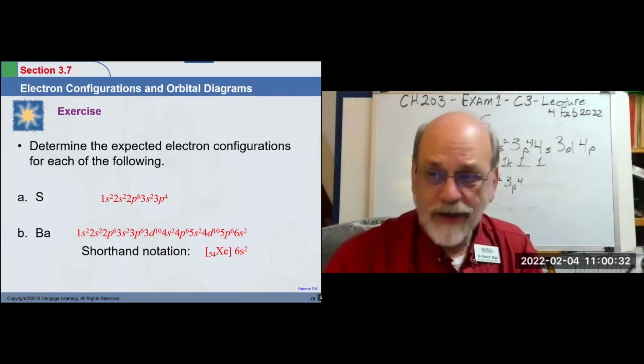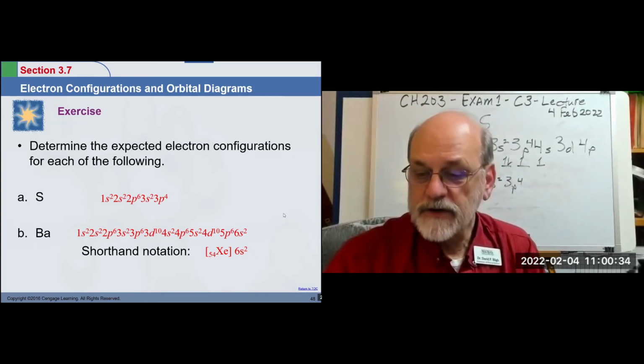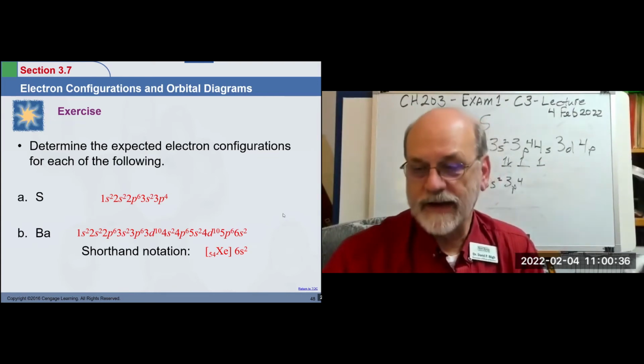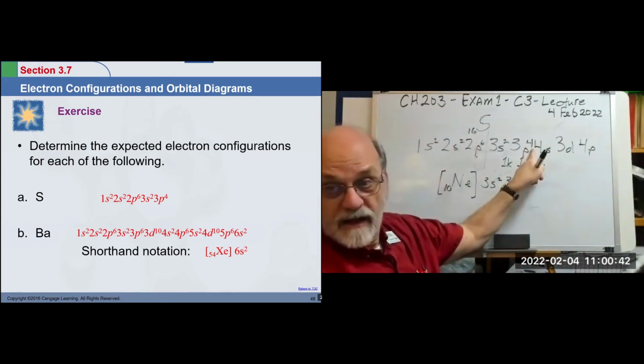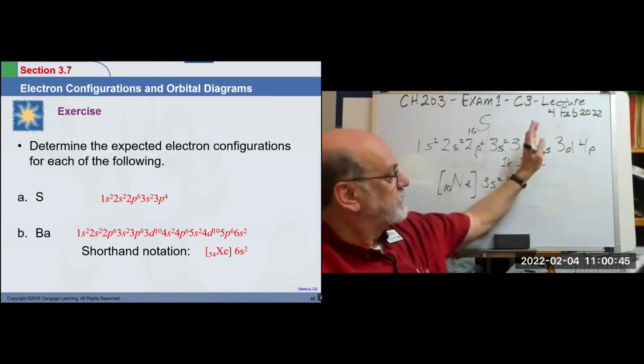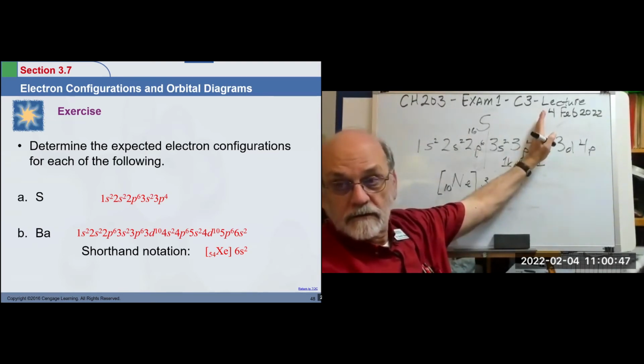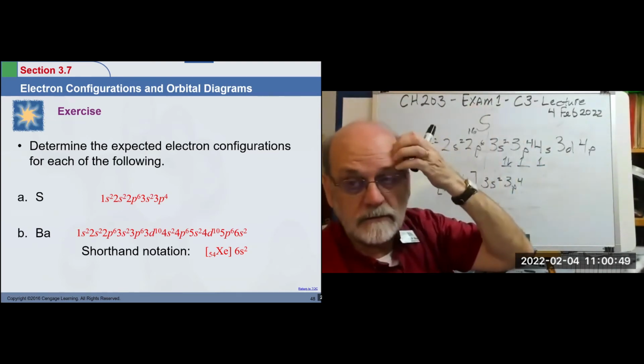Okay, and the noble gases don't react because they have no valence electrons. Their orbitals are completely filled, right? If that's a 6, that's as many as you can put in there, right? They're filled. They have no valence electrons.